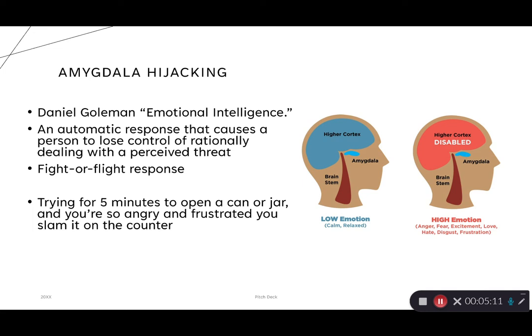A car would swerve in your lane, nearly causing an accident, and you have road rage. A happier example would be when you win the lottery and your excitement makes you scream around people that you don't know, which you usually wouldn't do. Or one that I'm sure most people experience would be when you're trying for 5 minutes to open a can or a jar and you're so angry and frustrated that you slam it on the counter.